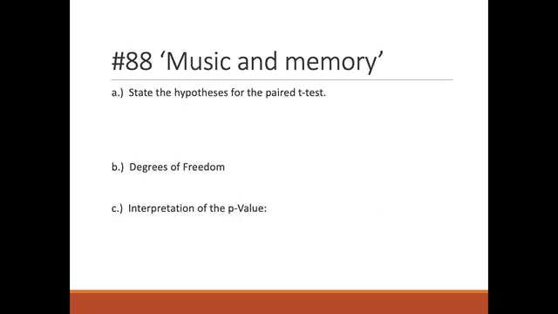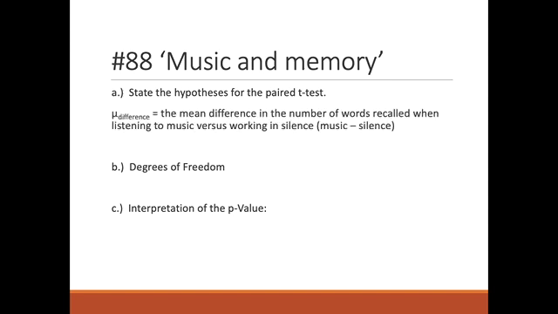So question number 88, let's state the hypotheses here. This is a test where we're looking at how well people recall words when they're listening to music versus when they're just studying in silence. This is a paired t-test because we are looking at pairs of observations from each subject. And when we are doing a paired style test, the mean that you're going to be looking at is the average difference. That's why I've written this as mu difference. This is the mean difference in the number of words recalled when listening to music versus when working in silence.